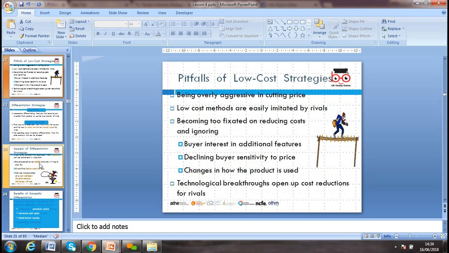Pitfalls of lower cost strategies: being overly aggressive in cutting price. Lower cost methods are easily imitated by rivals. They can focus too much and become too fixed. Like the Japanese, who are not focusing on cost but more on innovative products, while Chinese companies still focus on cost, and a lot of European companies focus on quality. Some customers buy based on quality. Some customers prefer low cost because they don't have as much purchasing power as others.